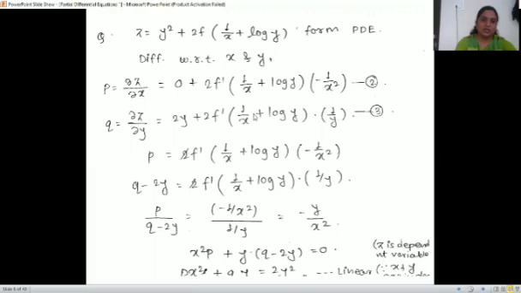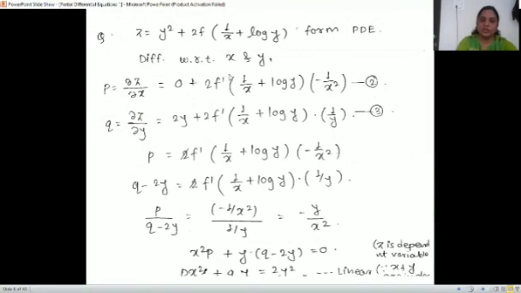Second, we have to form a PDE here. So one equation is given to you. If we have to form the PDE, we have to take the derivative with respect to x and y. So p is ∂z/∂x. Taking the derivative with respect to x, the derivative of y is 0 with respect to x as y is constant. And then with respect to x, we have to take the derivative of the function now.